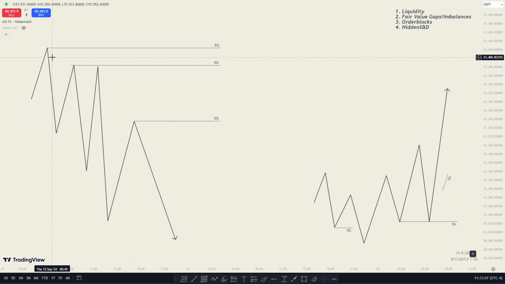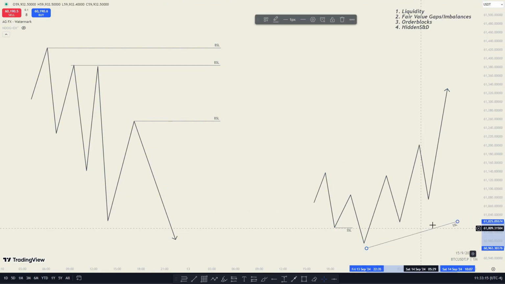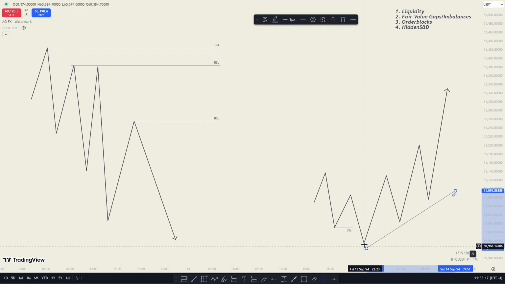People treat these levels as support and resistance, or trend lines, so they also can be trend line liquidity, because there are stops here, here, and here. So the market always seeks liquidity for smart money to be able to execute their orders.